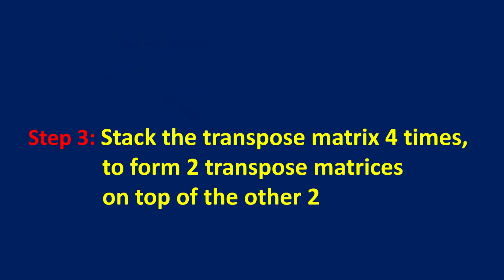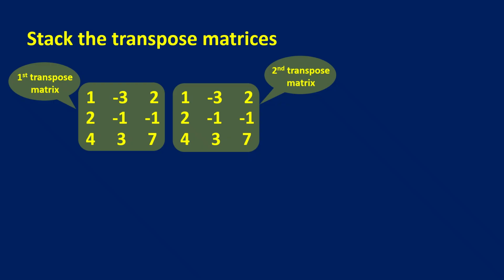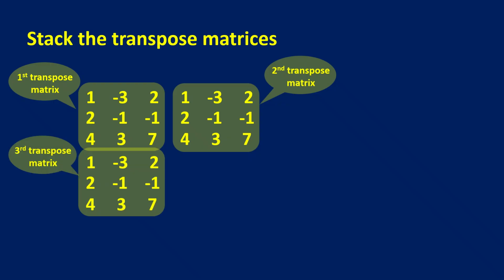Okay, guys, we're moving on to the next step, which is actually a key step in this method. Step 3. Create a stack of 4 transpose matrices in order to form 2 transpose matrices on top of the other 2. So here is the first transpose matrix. And here is the second one side by side with the first one.